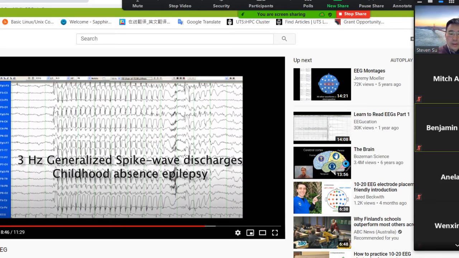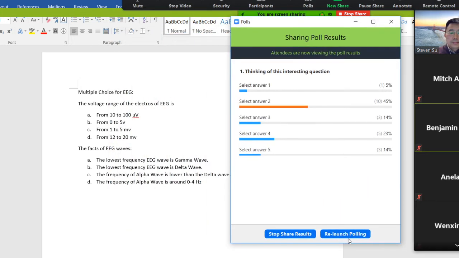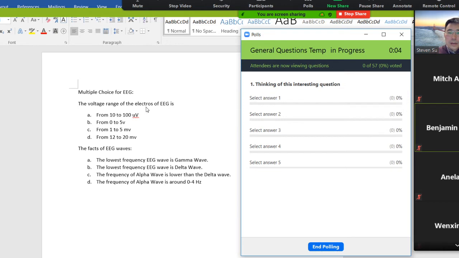So I have a very simple multiple choice question. There are two multiple choice questions. We do it quickly. The first one: the voltage range of electrodes of EEG is around A, from 10 to 100 microvolts. B is 0 to 5 microvolts. C is from 1 to 5. D is from 12 to 20.